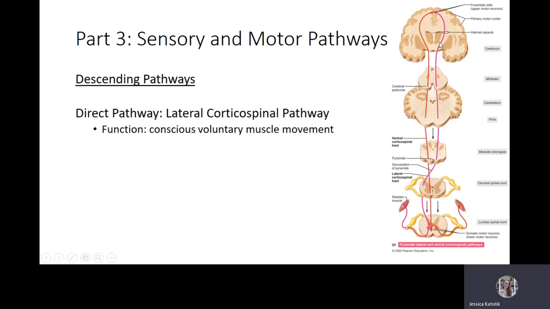So we actually see two pathways here. There's one that is in a bright red and one that is pink. The bright red is the ventral corticospinal tract, but we're going to be focusing on the lateral corticospinal pathway. We're going to be focusing on the pink one here. So what is the function of the lateral corticospinal pathway? Well, really just conscious voluntary movement of the muscles. So we're going to be able to tell our muscles to move the way that we want them to do.